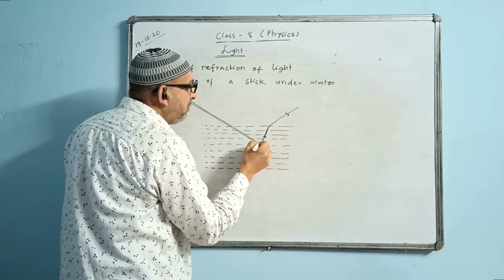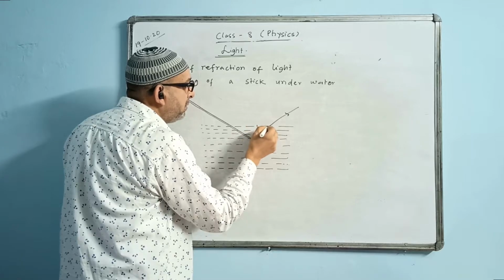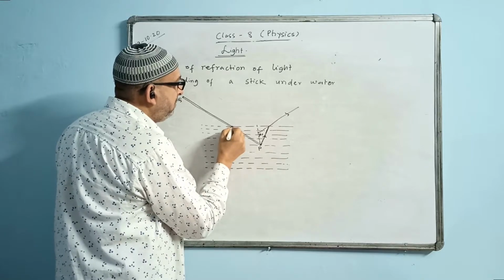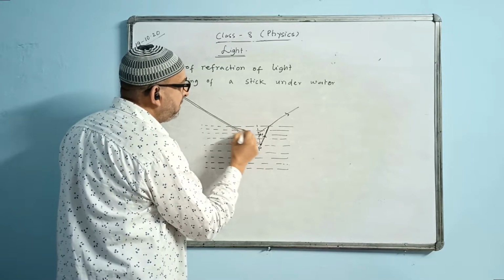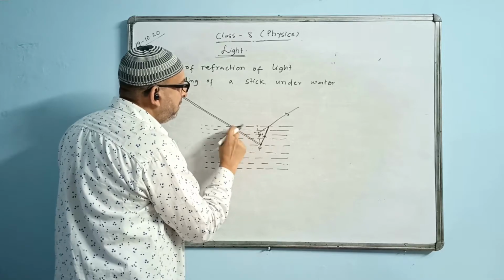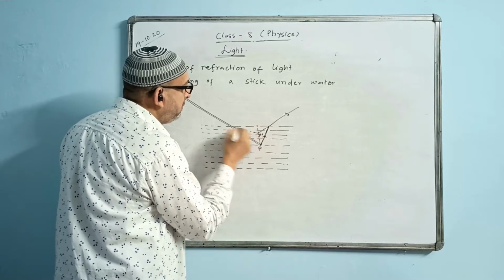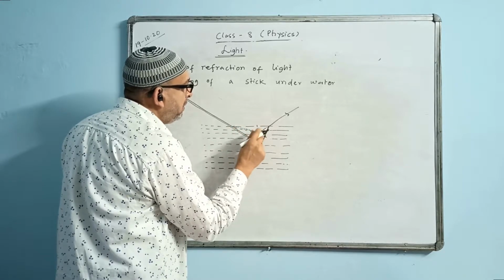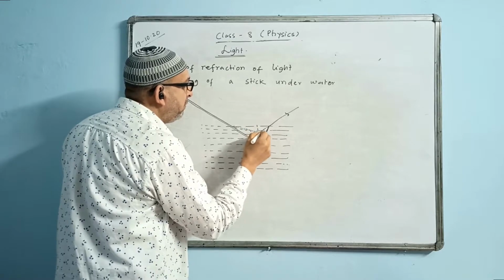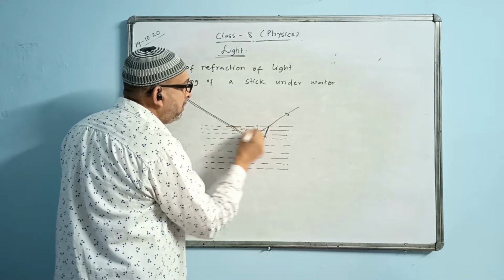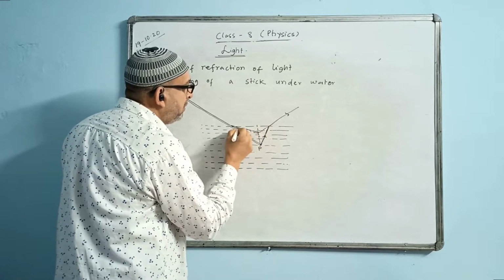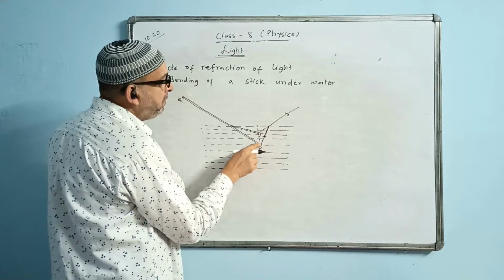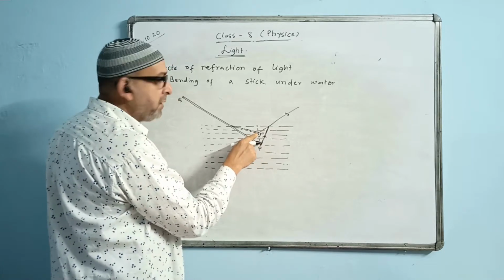In the same lines we will draw a dotted line here like this. Here is P dash. The image will be formed. This part will be seen somewhere here. And the image will be formed here like this. This point will be marked as P dash. Here is the actual point P, but its image is formed here at P dash.